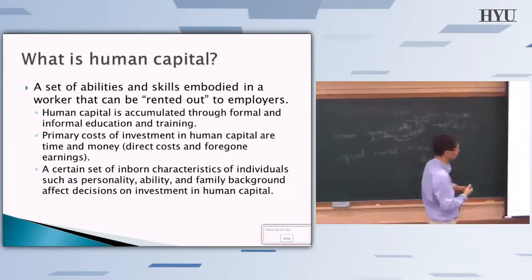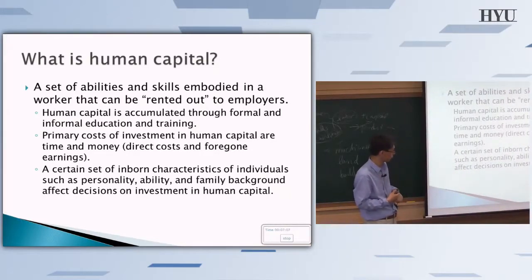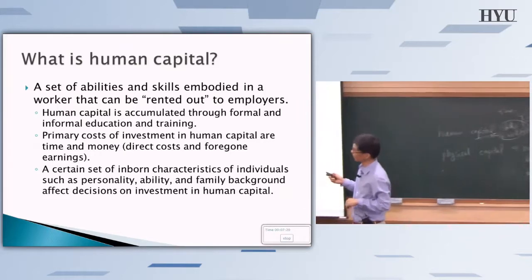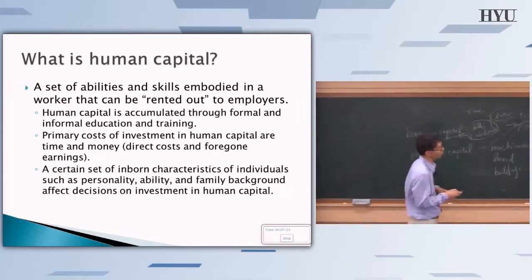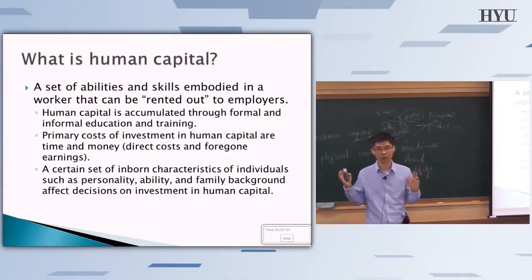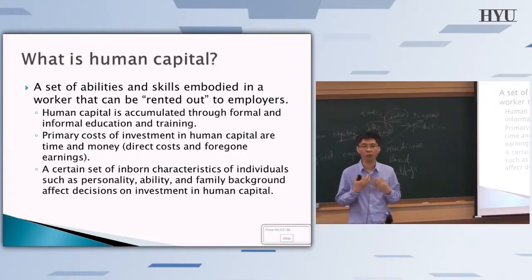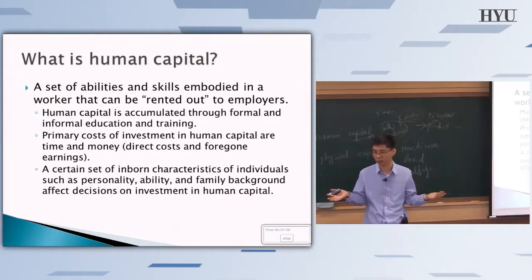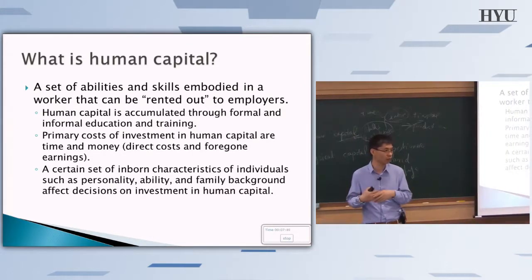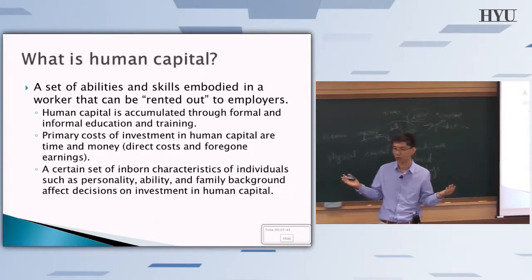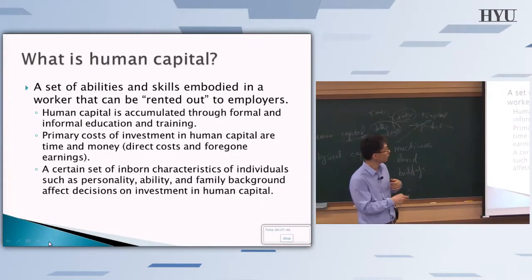Okay, and then a certain set of inborn characteristics are quite important. In this case, we call the human capital set of abilities and skills. There is a distinction between abilities and skills when labor economists use these two terms. Skills are the knowledge that you can acquire through education or training. Learning how to drive, for example, right? Learning how to use computers. Learning how to use a specific type of machine. Those you need time and effort to acquire.